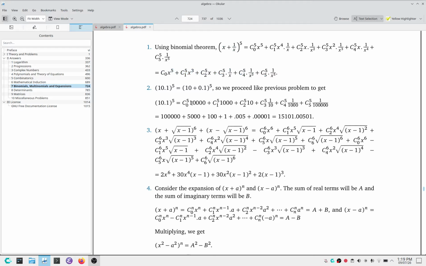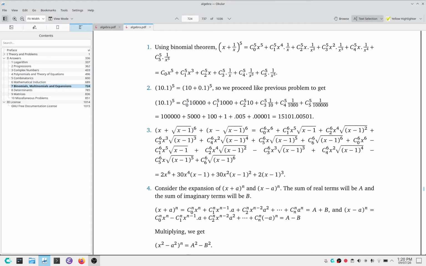There should be 5 zeros here, there are 4 here. Should be 5 zeros, 1 zero is missing. Over here it is correct. And then we have 1000, then we have 10, then we have 1/10, then we have 1/1000, then we have 1/100,000. So here it is 100,000 plus 5,000 plus 100 plus, there should be one more zero here again. Okay, so, no, this is fine. 100,000 is fine. Zero is missing here. Okay, then 100, then 1, then 0.005 plus 0.00001.